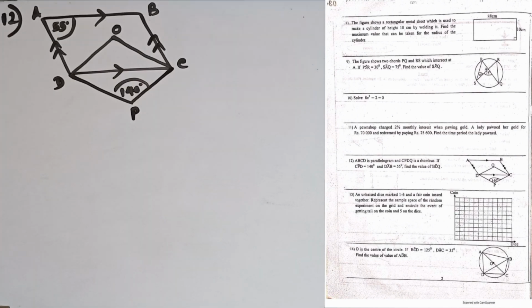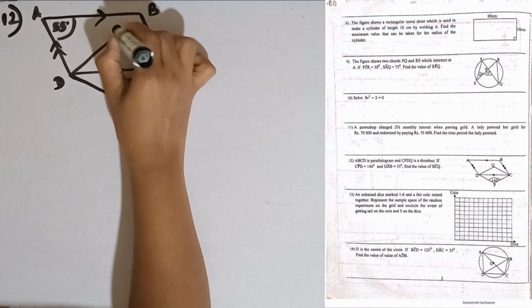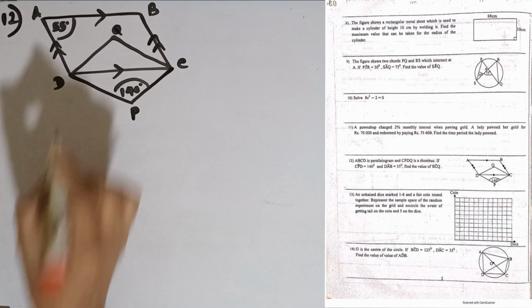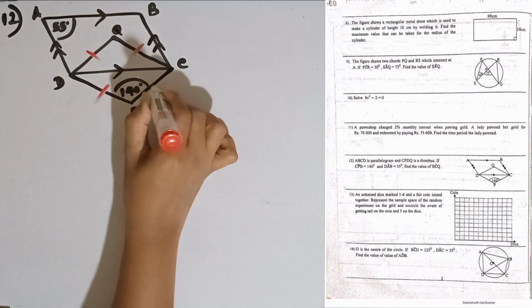Question number 12. ABCD is a parallelogram and CPDQ is a rhombus. If CPD angle equals 140 degrees and DAB equals 55 degrees, find the value of BCQ. Here this is Q. So how to find this? In a rhombus we know that all the sides are equal in length. So these four sides are equal in length.